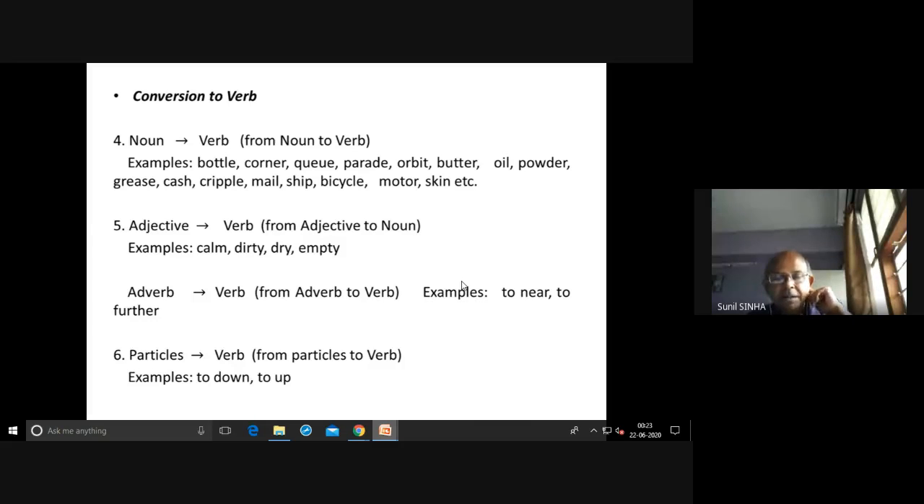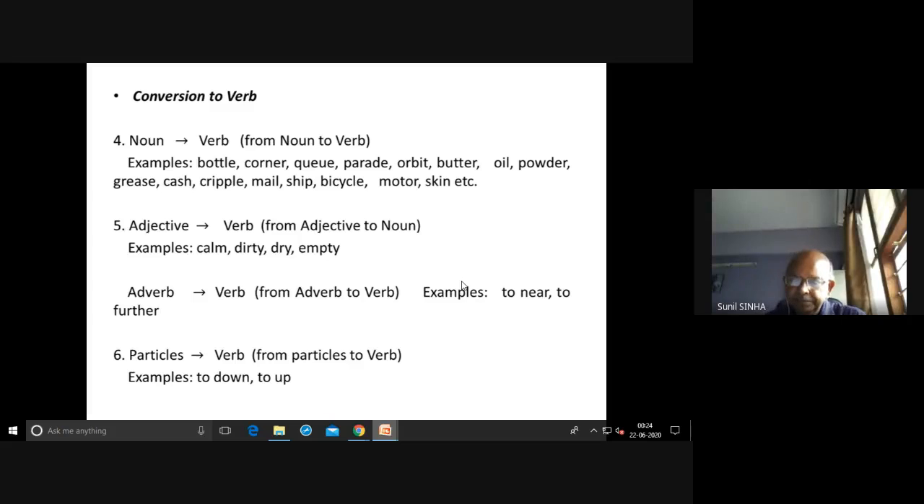Then a verb can be derived from an adjective. Calm, dirty, dry, empty. These are all adjectives, but they can be used as verb also, which means that a verb has been derived from an adjective. For example, take the word empty. This bottle is empty, or this is an empty bottle. So empty is an adjective, but I have emptied this bottle. This is a verb. Then a verb can be derived from an adverb.